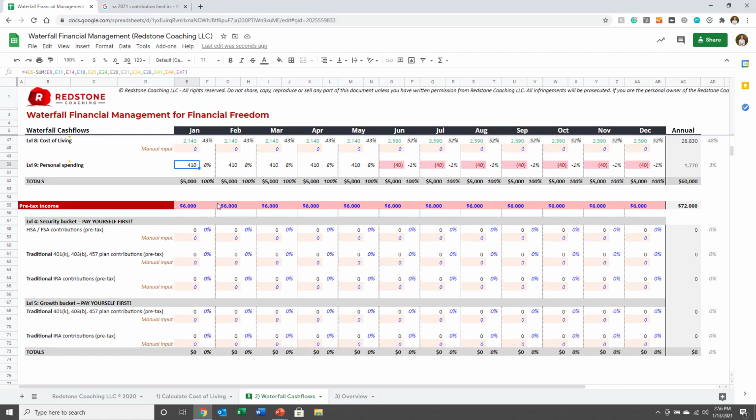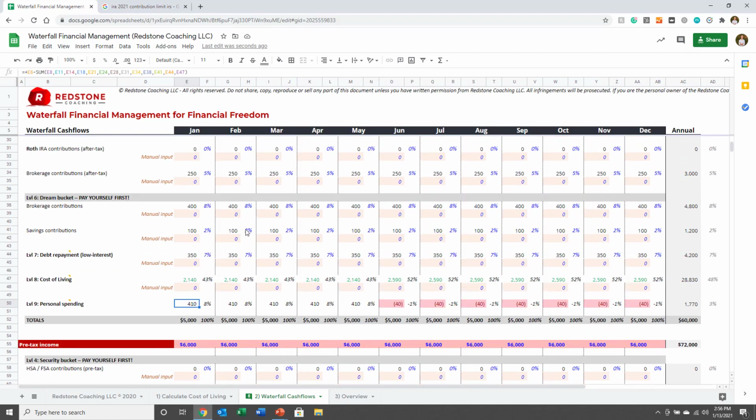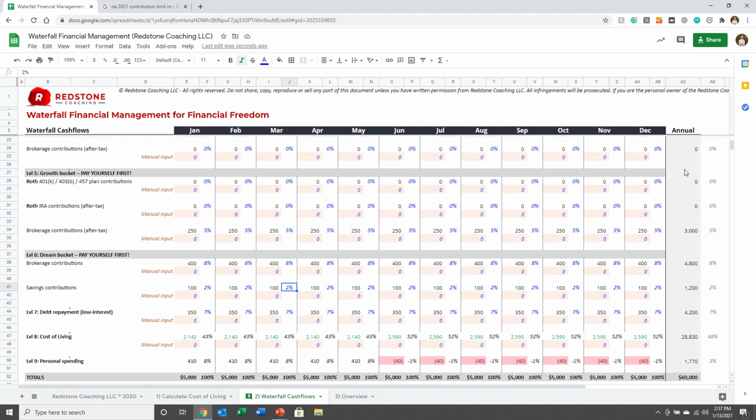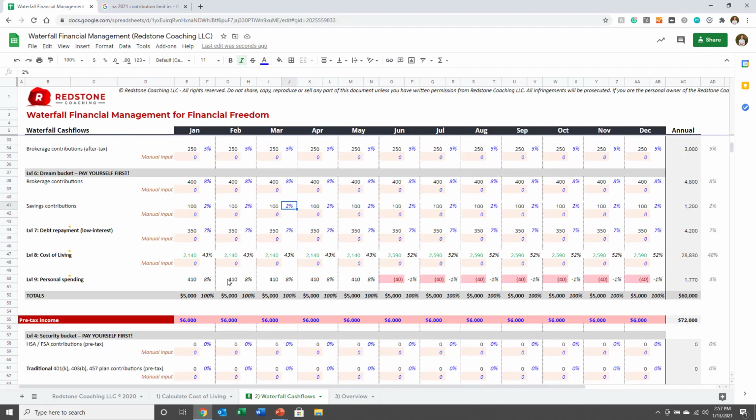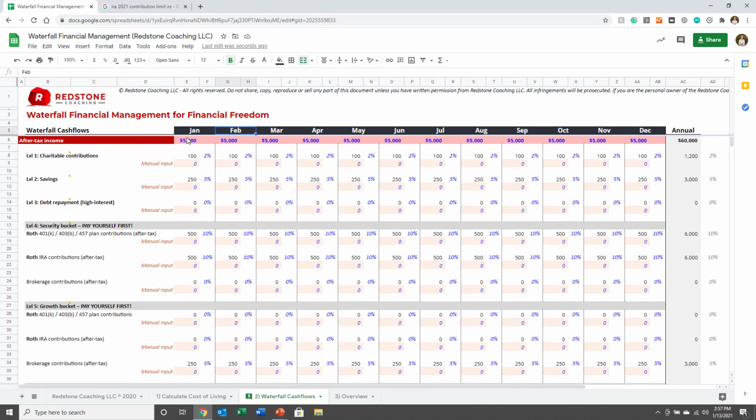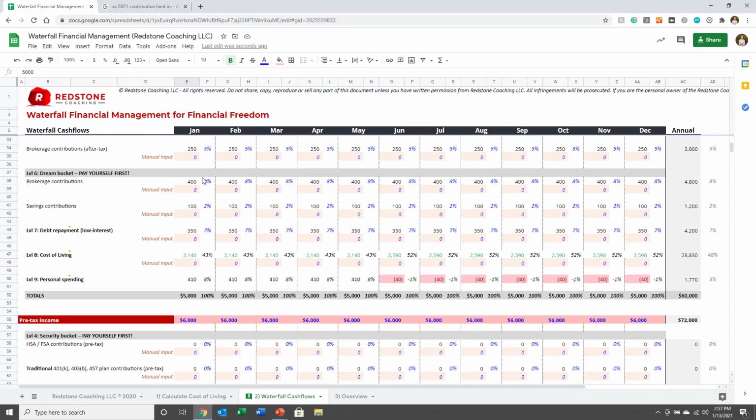All right. Also, I'm sure you've already seen this, but you can individually change your percentages for every month. This is adding up for annual, and it's also adding up here at the bottom as well. So this 5,000 should and will equal your monthly total of income because your personal spending is calculating the difference.